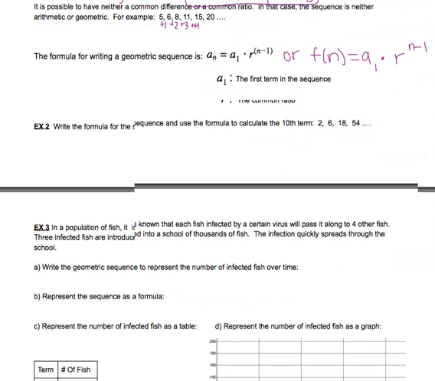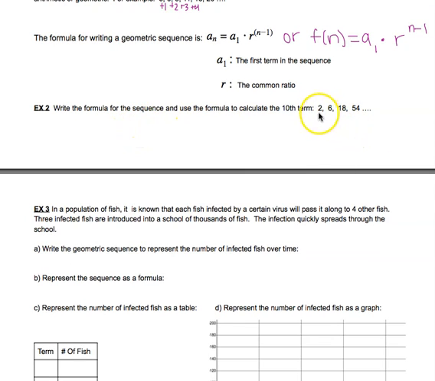So in example 2, we're going to write the formula for this sequence and use the formula to calculate the 10th term. So I'm going to set it up for you, and then I'm going to have you write the final answer. So first thing I look at is for a common ratio.